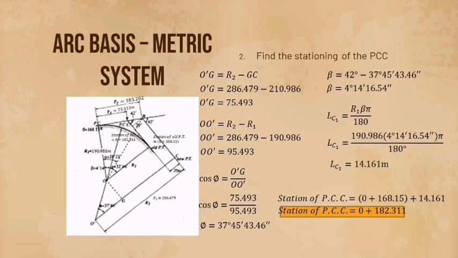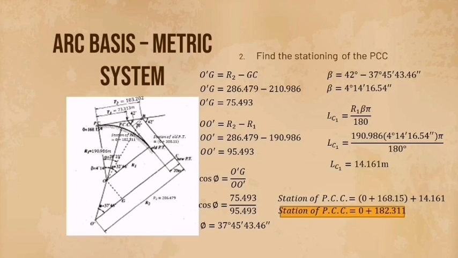And for the length of curve 1, we have the formula length of curve 1 equals radius 1 times beta times pi over 180. So substituting the values, radius 1 equals 190.986, the beta is 4 degrees 14 minutes 16.54 seconds, times pi over 180, and we will get the answer of 14.161 meters.